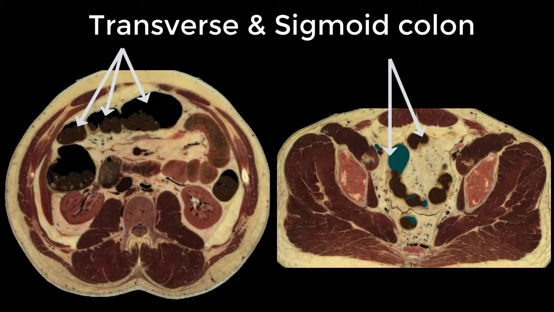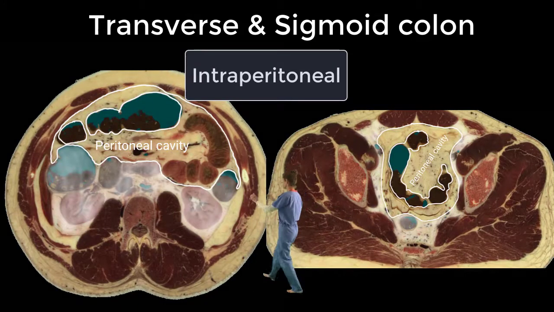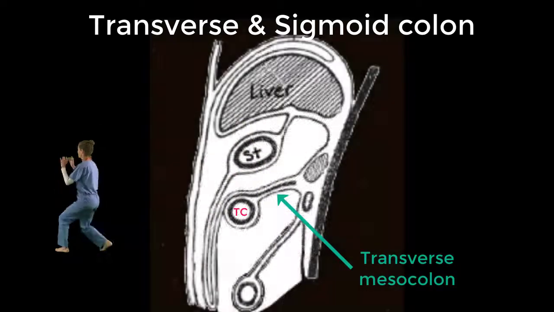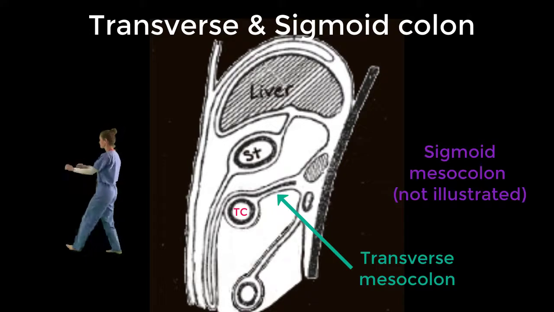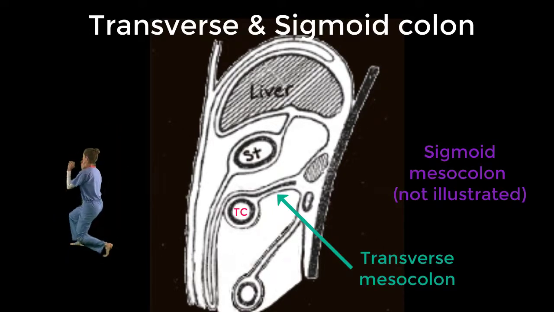Transverse colon and sigmoid colon. These two portions of the large intestines are intraperitoneal. Following rotation of the mid and hindgut, both retained their mesentery via the transverse mesocolon and the sigmoid mesocolon. The sigmoid mesocolon is not illustrated here.